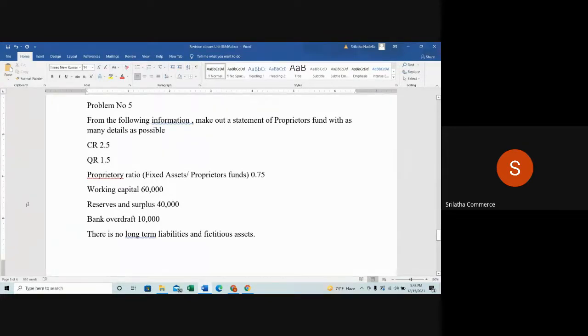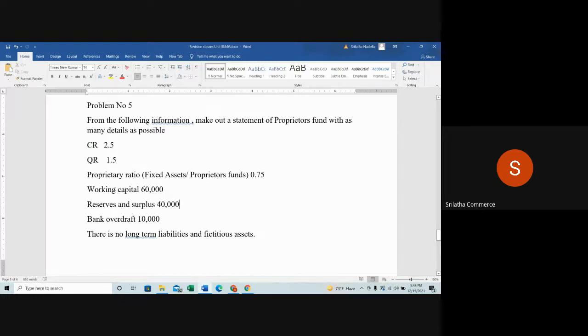Anyone read the problem? CR is nothing but your current ratio. QR is nothing but your quick ratio. Quick ratio is also known as acid test ratio. It is also known as liquid ratio. Clear? Now these are the ratios he had given: proprietary ratio, current ratio, quick ratio. Proprietary ratio, what is the formula he followed? Fixed assets by proprietor funds. Clear? If your fixed assets are 0.75, your proprietor funds will be 1.